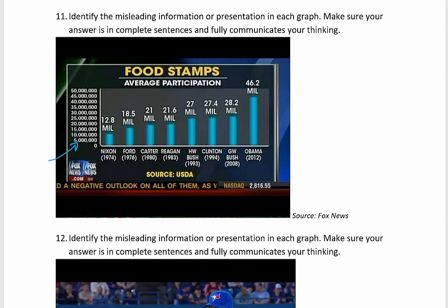Let's look now at the bottom of our graph. So we've got Nixon 1974, 76, 80, 83, 93, 94, 2008, 2012. So you can see here's the misleading part. Anytime, it's called cherry picking data.